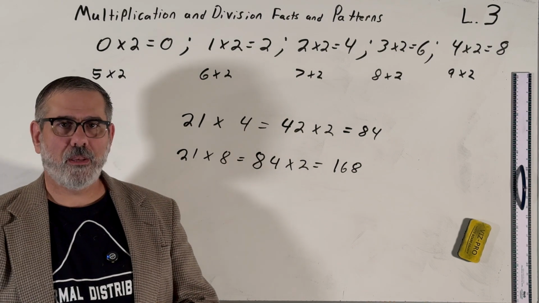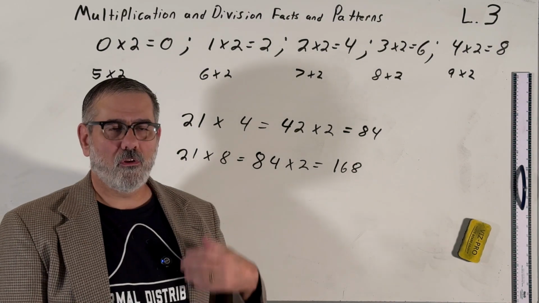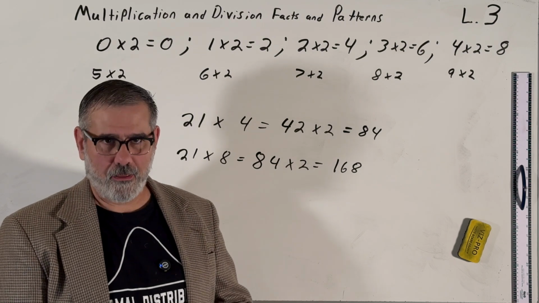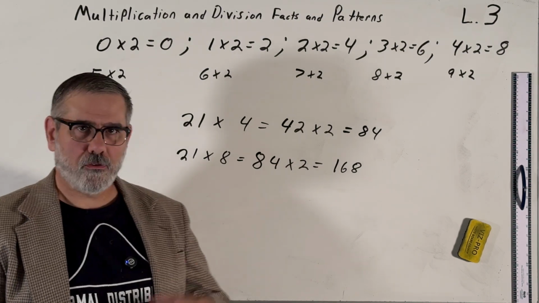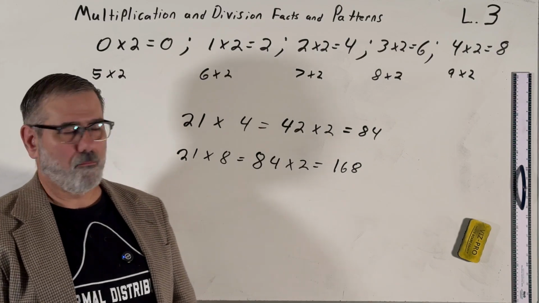So you can take advantage of that, and you can do the same thing with division too. Instead of dividing something by 4, you can divide it by 2 and then divide it by 2 again. If you wanted to divide something by 8, just divide it by 2, divide it by 2 again, and then finally one more time, divide it by 2.